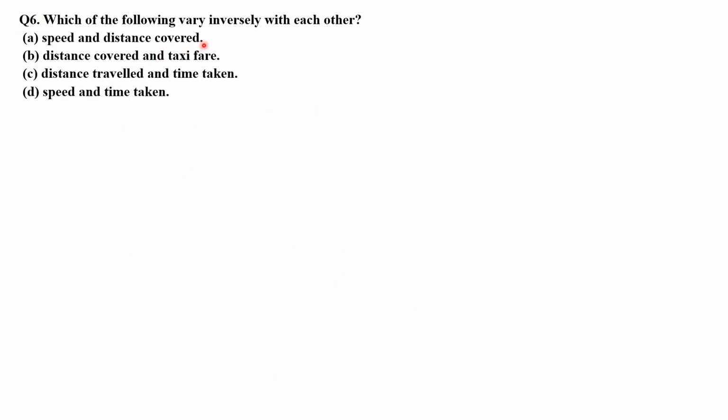Which of the following vary inversely with each other? Varying inversely means, when one value you increase, the other value decreases, isn't it? That is the meaning of varying inversely. Suppose you have taken x, if it increases, y decreases. Then we say they are inversely related to each other. So there are four options given and you have to find which of them are varying inversely with each other.